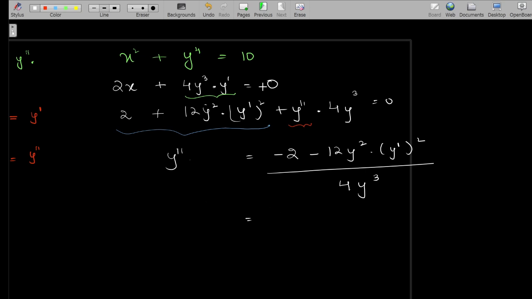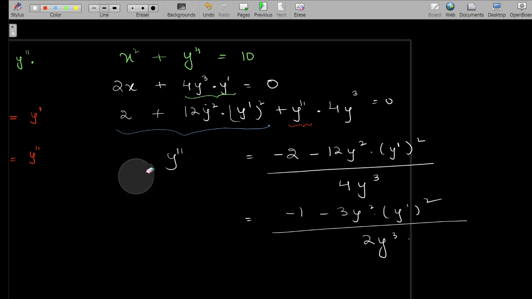Okay, so then it's negative 1 minus 3y squared times y prime squared over 2y cubed. Okay, so this is the maximum simplification that we can do. Or we could have made it easier by first, I'm just removing this.